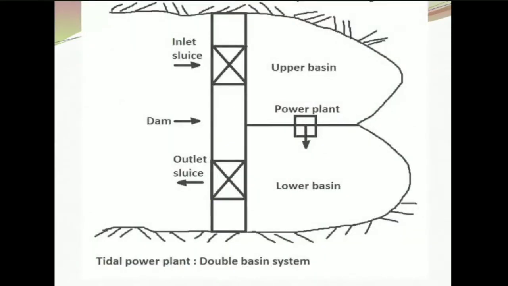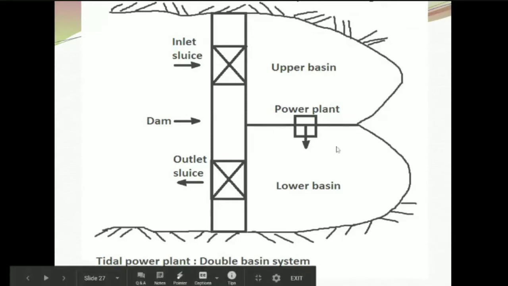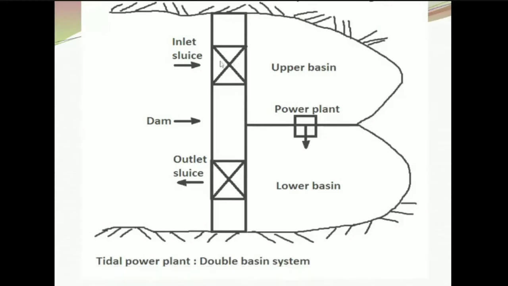This is the diagram of a double basin system. You can see the upper basin as well as lower basin, and also sluice gates are there between the sea and upper basin.